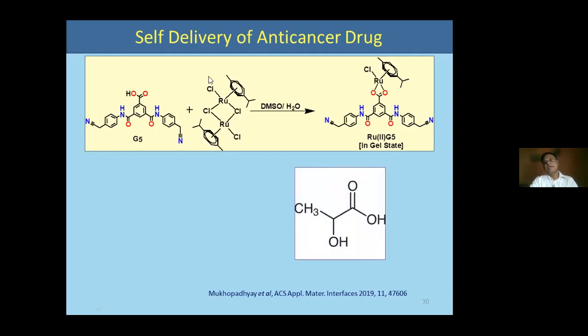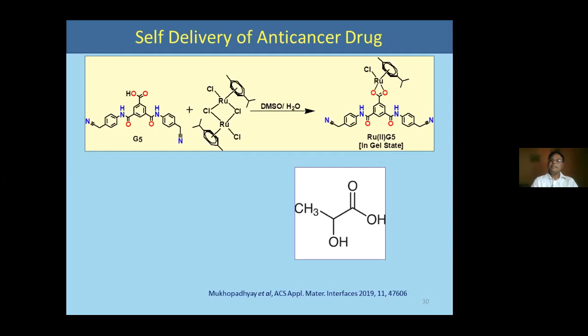Now, why have we kept one carboxylic acid group open? It is because if this ligand is released within the cancer cell, it can compete with lactic acid. Why lactic acid? Because a cancerous cell, as it is dividing very fast, requires a lot of energy. And there, the energy generation does not happen through aerobic oxidation of glucose, but through anaerobic glycolysis, which produces lactic acid.